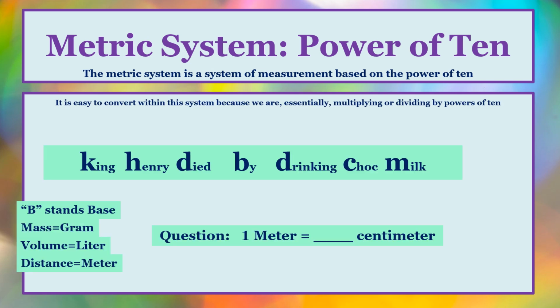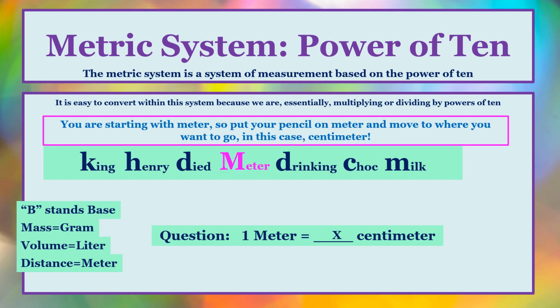In this case, our question is 1 meter equals how many centimeters? Well, we're not dealing with liters anymore, so our base is going to have to be meters. It's still the same concept. You're starting with meters, so we're going to put our pencil on meters and move to where we want to go, which in this case is centimeters. So we're going to move 1, 2 places.